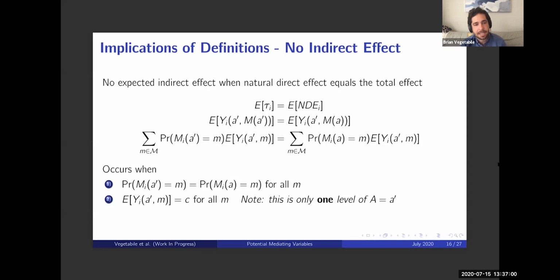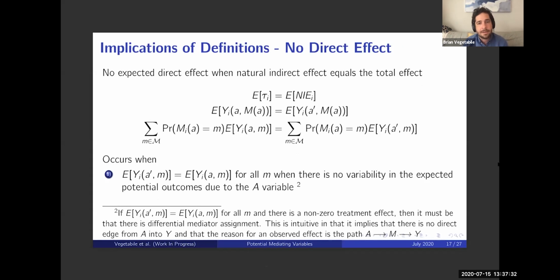And then you have this expectation of this potential outcome is equal to a constant for all M. And so that helps us there. Sorry, let me step back for a second. We see that the expectation of this potential outcome at A equal to A prime is equal to a constant for all M. So this is a somewhat nuanced interpretation that I won't talk through here, but it shows that no indirect effect only goes through one level, A is equal to A prime.